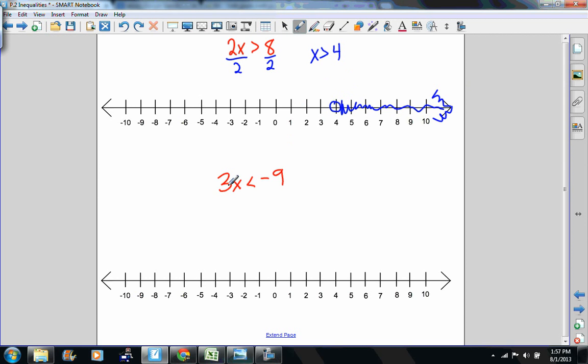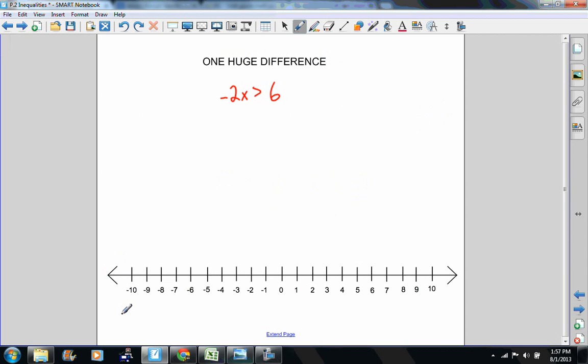Here on the bottom, the 3 and the x are being multiplied, so we divide. So x is less than, notice the symbol doesn't change, -3. So the x's are smaller, it's an open circle again, and we shade left. Whoa. It's really hard to shade on this computer here, as you can see by my fantastic artistic ability.